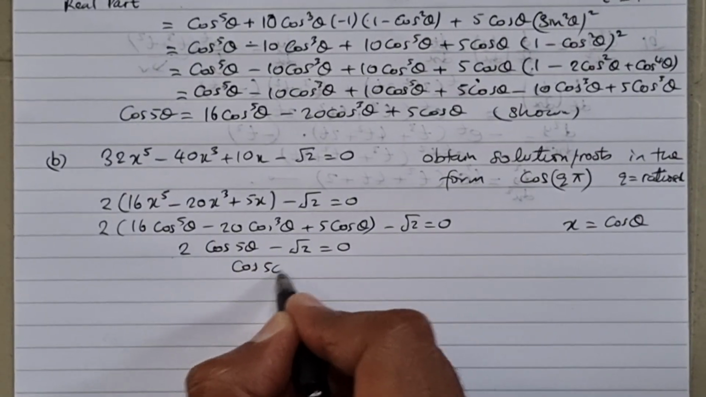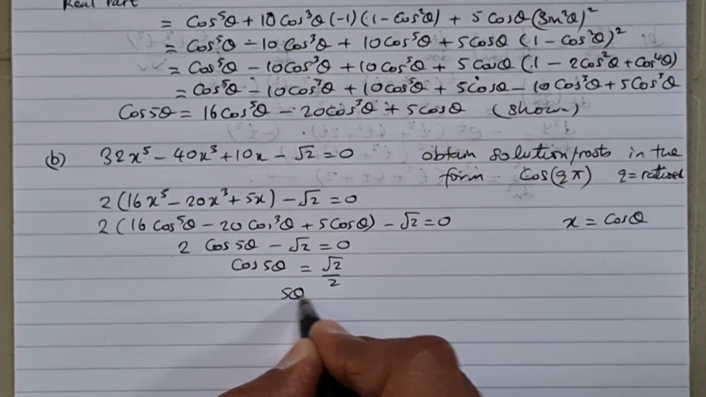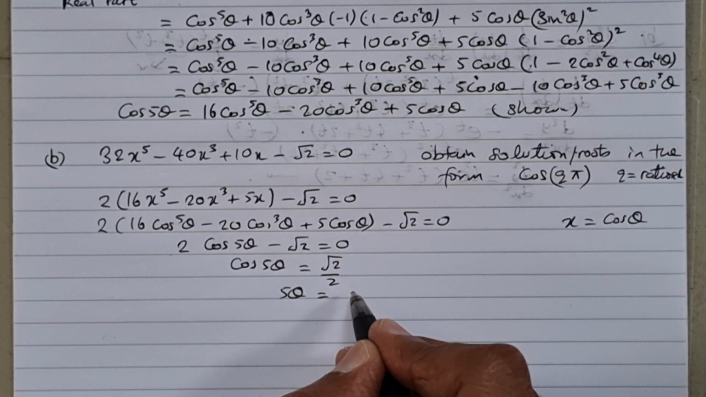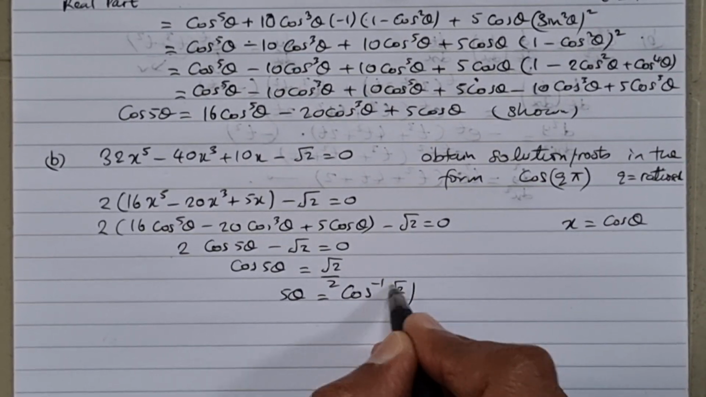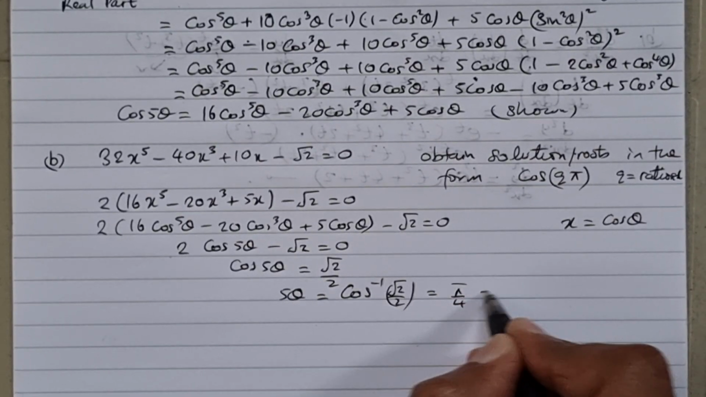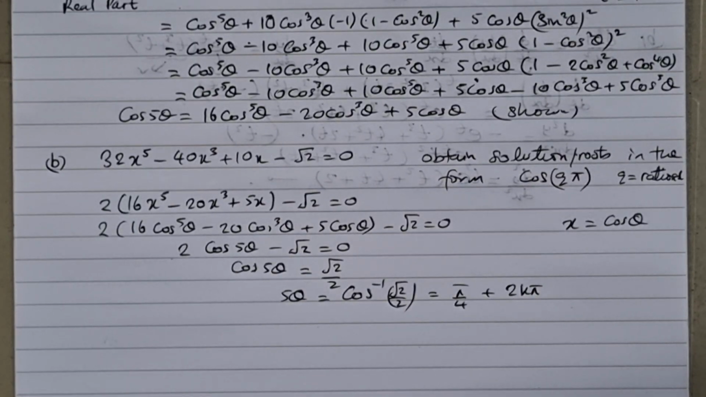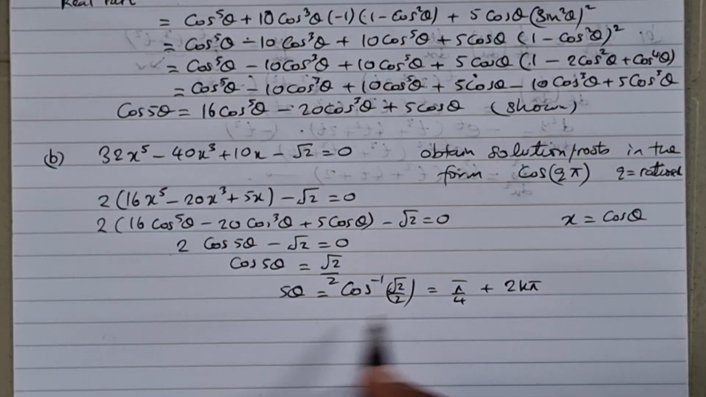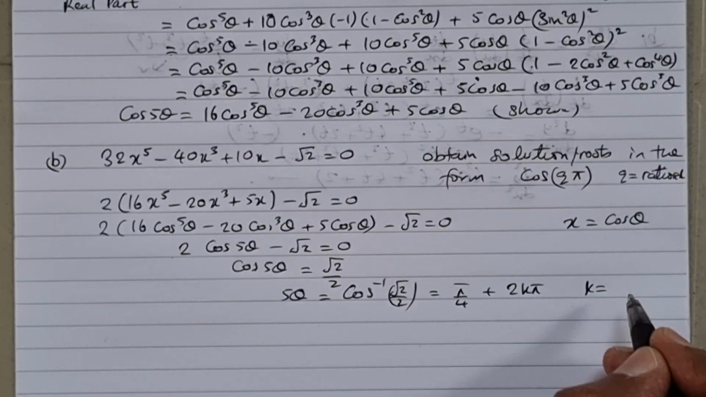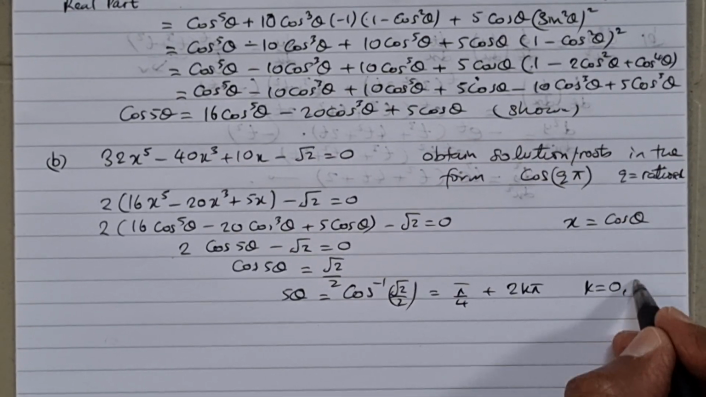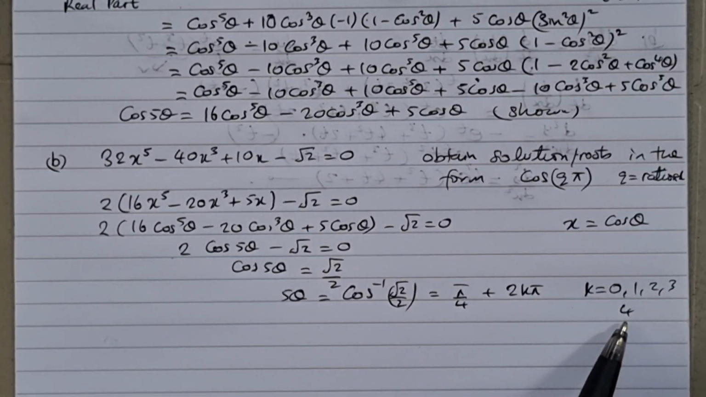So if we simplify this, cos 5 theta is equal to root of 2 divided by 2, meaning that I've got 5 theta is equal to cos inverse of root of 2 over 2, which is then pi over 4, of course plus any number of solutions, so 2k pi from the unit circle. Right, so now the values that k can take are 0, 1, 2, 3, 4, because the maximum power is 5, so we stop at 4.